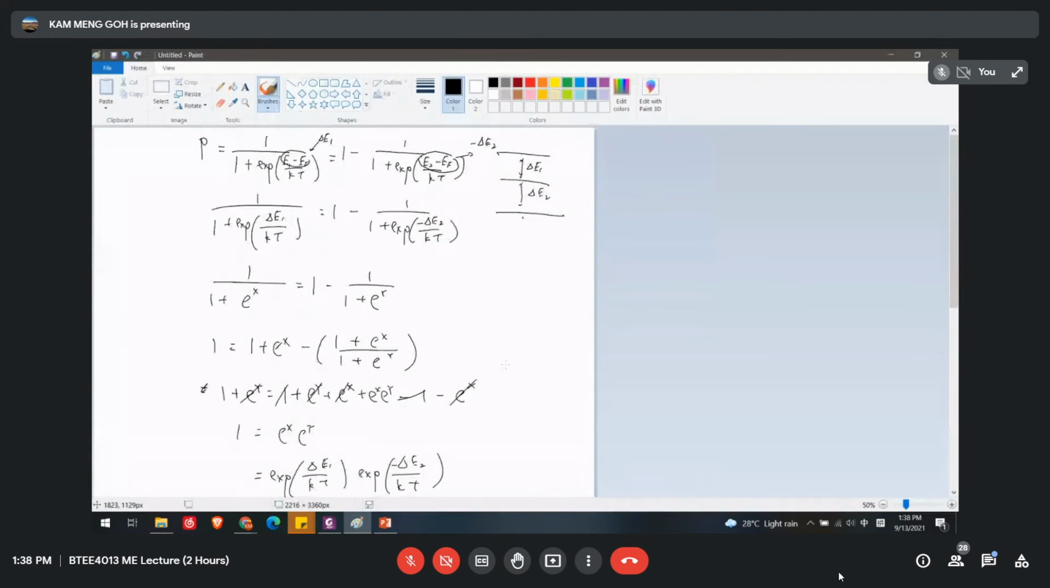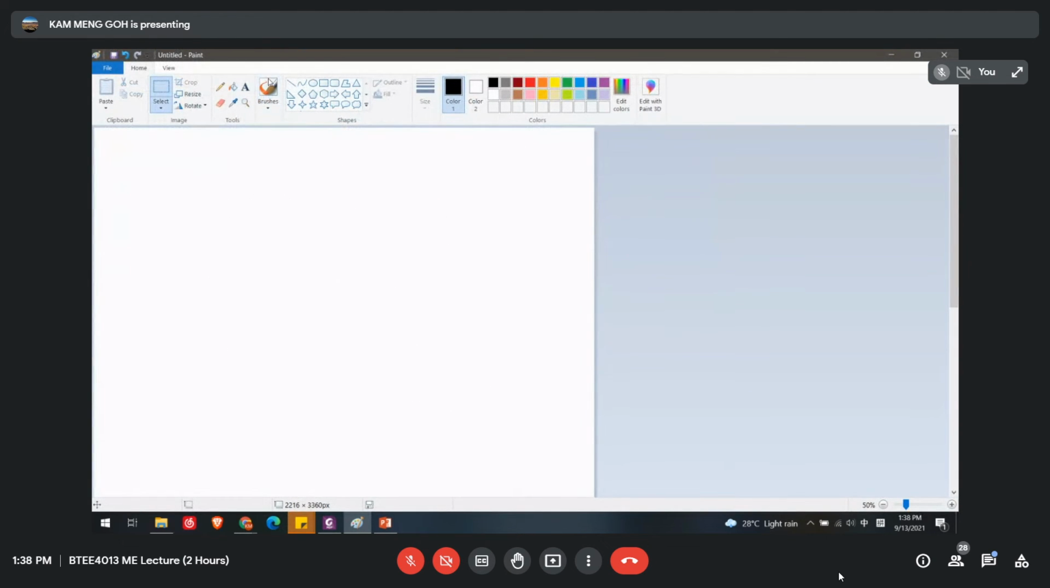Okay, so I remove everything. So the question asks, show that E1 will be equal to the E2 if both are having the same probability. Okay, from the diagram, one is the above, one is the below. One is occupied, another one is empty. So this is the E1. This is the E2. Okay, so the probability, both are the same.